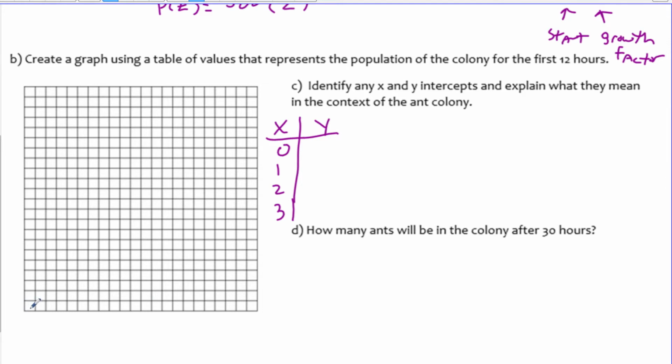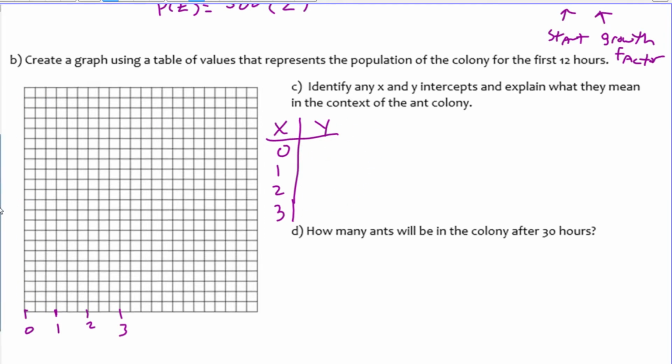So I'm going to give 3 spaces and call this 1. Let's do another 3 spaces and call this 2. Another 3 spaces, call this 3. And at the beginning I have 0. This represents hours. I probably could have spaced this out more, but this is fine. Then I can go up. I'm not going to label the y-axis yet because I don't know what my y values are, so let's figure them out.